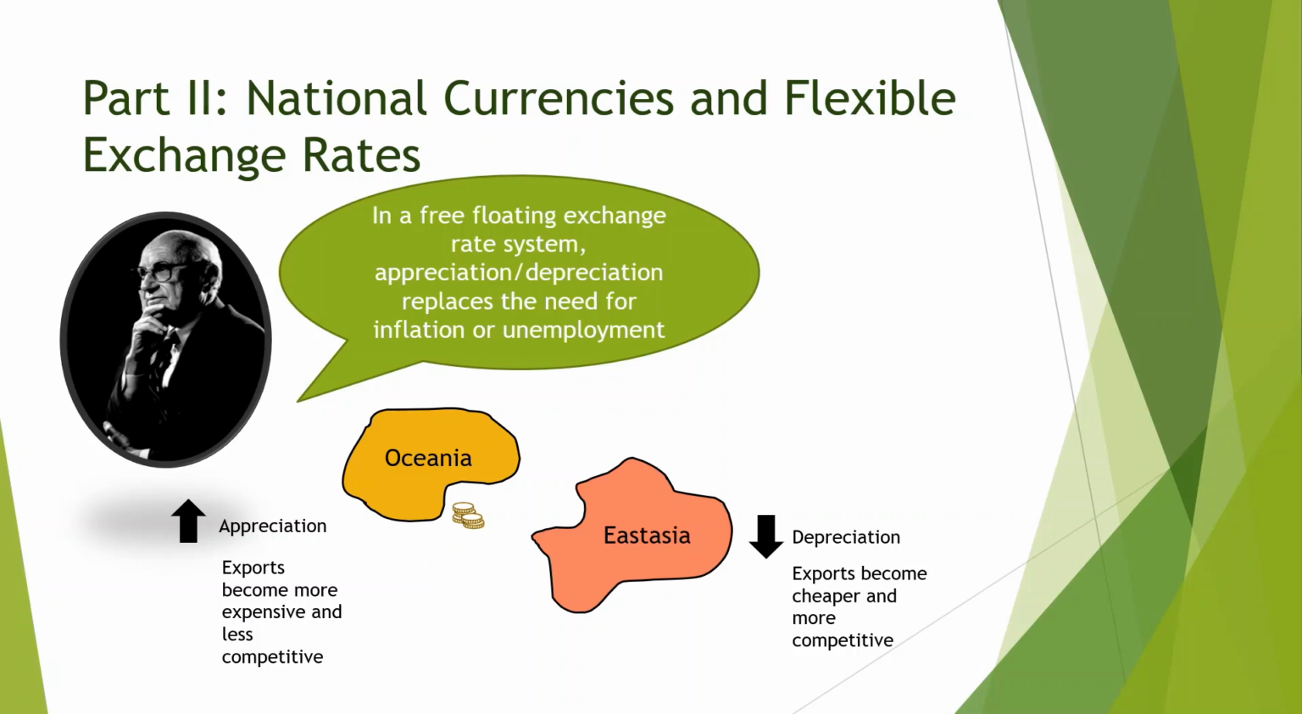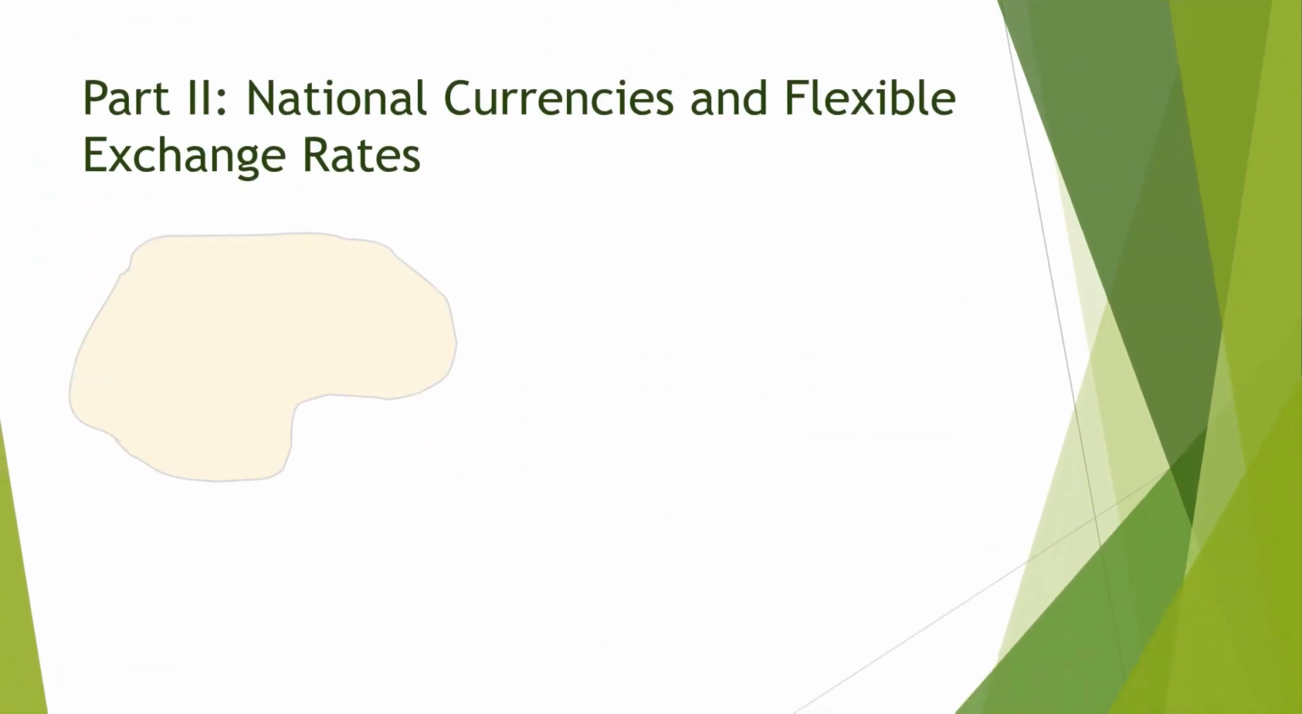It would thus appear our answer to the problems of trade imbalances is simple. We just need to move to a system of floating exchange rates, and appreciation or depreciation can take the place of inflation and unemployment. But is it that simple? Mundell argues that it isn't.